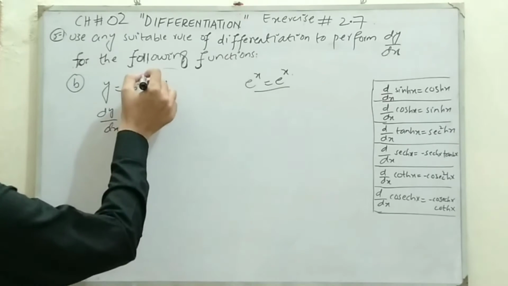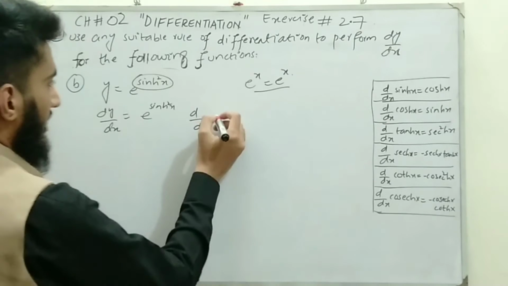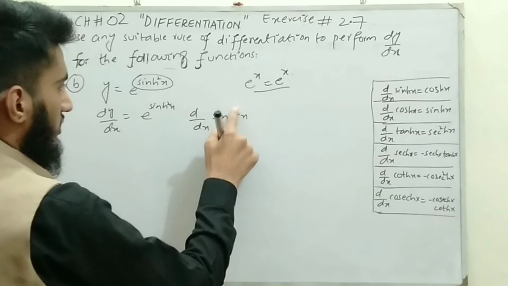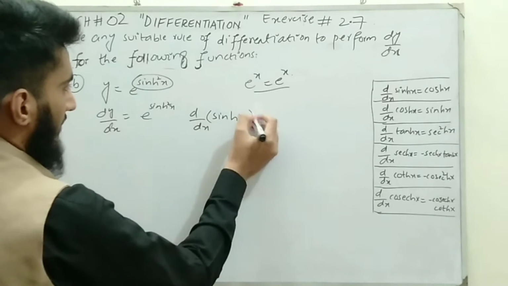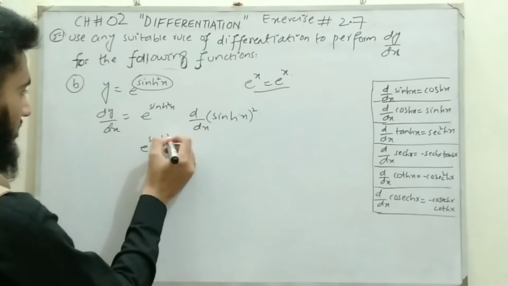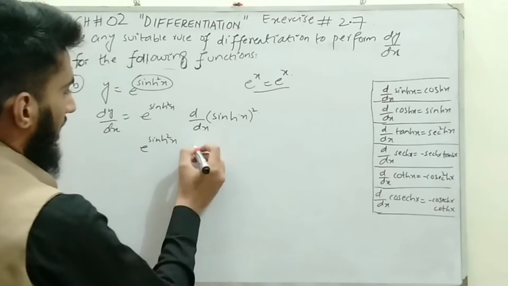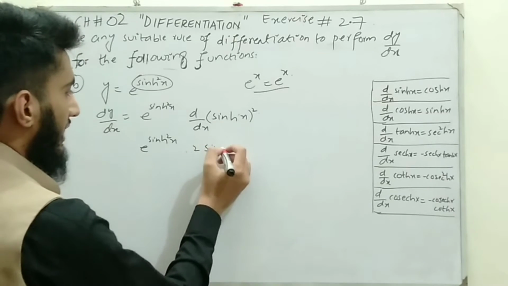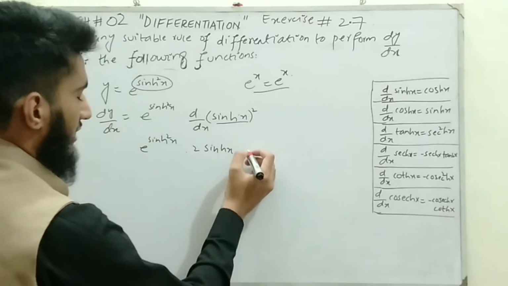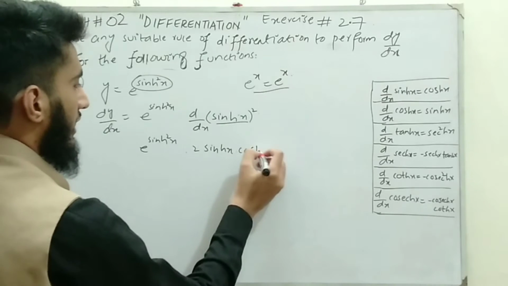Now sinh square x is the inner function, so we will also take the derivative of this function. This square can be written as sinh x whole square. So it becomes e power sinh square x. After this, according to the generalized power rule, 2 will come to the front and we subtract 1 from the power, so it becomes sinh x. And we also take the derivative of this inner function sinh x, whose derivative is cosh x.